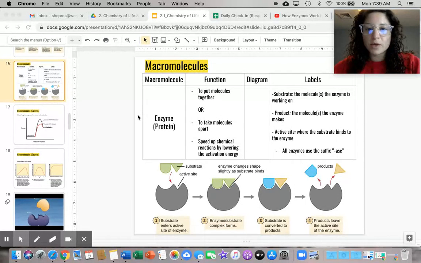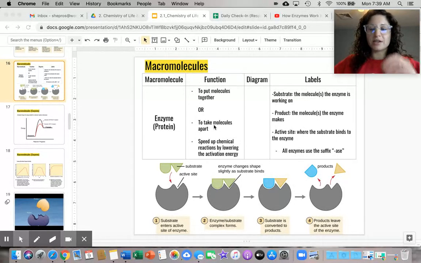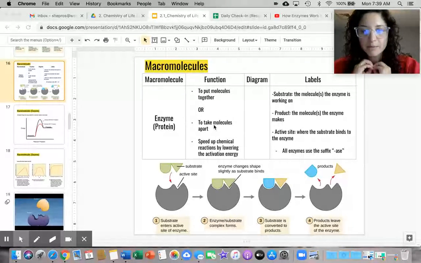So enzymes will have very specific jobs in the body, and each enzyme does a different job. So their actual job in the body is to put molecules together or to take molecules apart. And they also will speed up a chemical reaction by lowering the activation energy. I'm going to come back to this third point here on another slide. And for now, I'm just going to focus on these two functions of an enzyme. So like I said, the enzyme's job is to either take a molecule and break it apart into two different molecules, or it's taking two molecules and trying to put them together into one molecule.